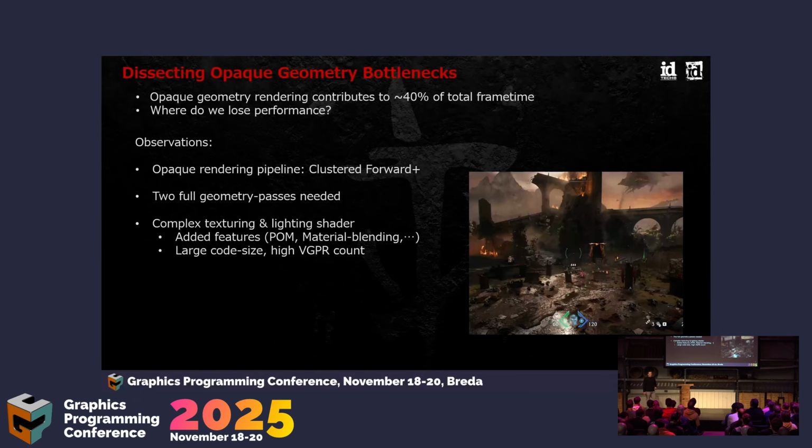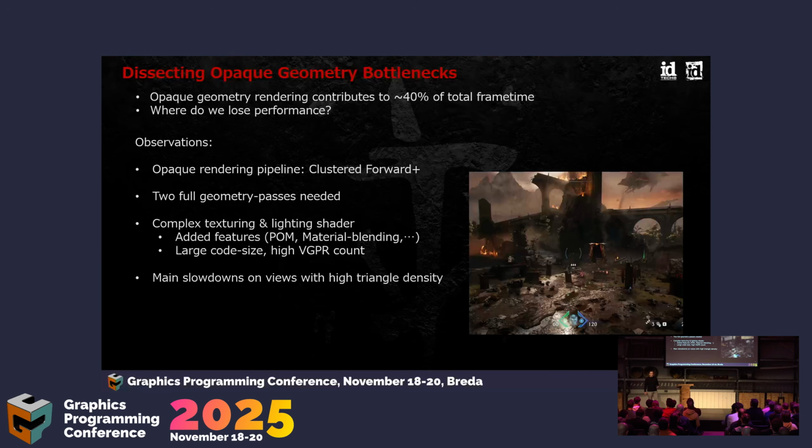And especially this monolithic texturing and lighting shader had at the time already grown quite a lot, both in terms of code size and features. We added some more complex material blending, we added parallax occlusion mapping, and so on. And at the time, it had a really large code size and high VGPR count, which made it quite difficult for shader compilers to optimize and actually produce good code for it.